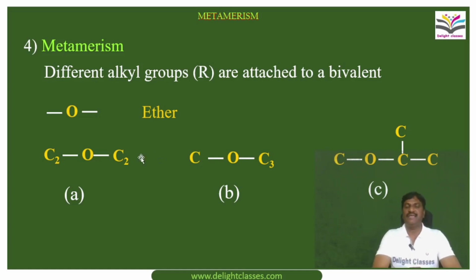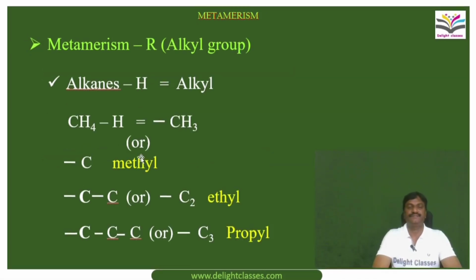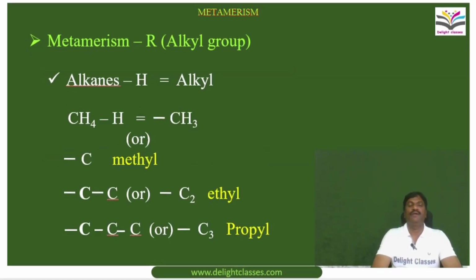Now, we are going to see what is alkyl. If you remove one hydrogen from an alkane, that is alkyl. See the example. By removal of one hydrogen from CH4, that is CH3. There is no need to always count the number of hydrogens. If there is only one carbon, that is methyl. 2 carbons, ethyl. 3 carbons, propyl.